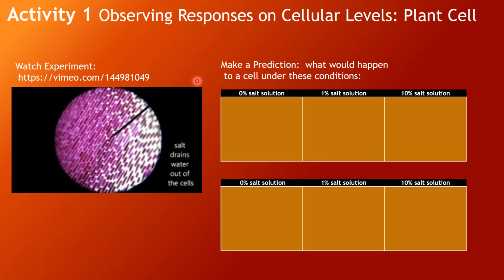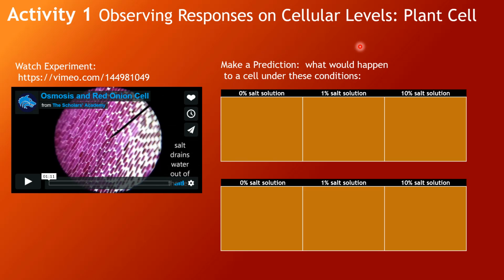Activity 1, you're looking at what happens to plant cells when they're placed in varying concentrations of solutions. So you're going to make a prediction before you watch the video. What would happen to a cell under 0% salt solution? 0% solution would be cells in deionized water. Deionized water, absolutely no solutes.